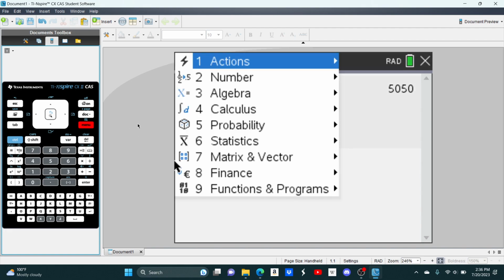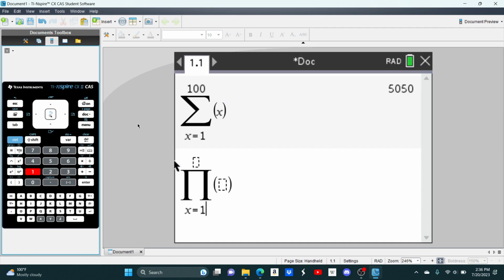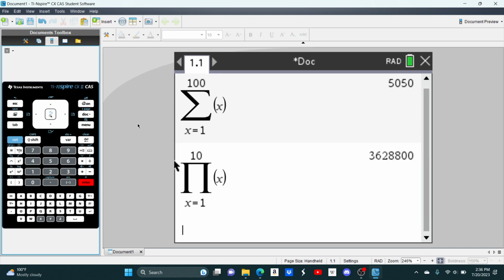And then the product works exactly the same way. You go to calculus, and then number 6 is product. Let's say I wanted the product of the first 10 integers. Of course, you could just use a factorial for this, but that's how it works as well. You type it in exactly the same way.